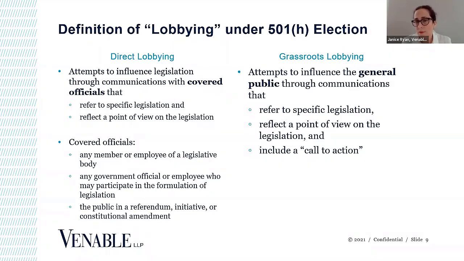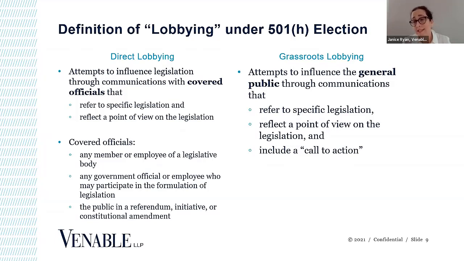What is grassroots lobbying? This is attempts to influence the general public through communications that have three elements, and it's really important. All three elements must be present, or else under the 501(h) election, you do not have a grassroots lobbying communication. The communication must refer to specific legislation, reflect a point of view on that legislation, and include a call to action. There could be many kinds of communications that you engage in with the general public that refer to specific legislation and reflect a point of view on that legislation. And if you don't have that third element, the call to action, you have not engaged in a grassroots lobbying communication that you need to track and report under your 501(h) caps.